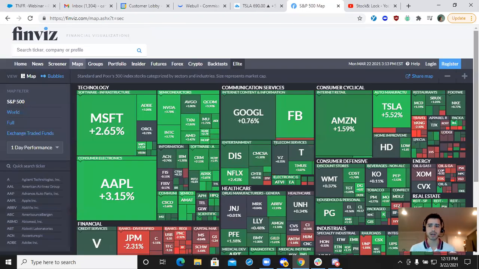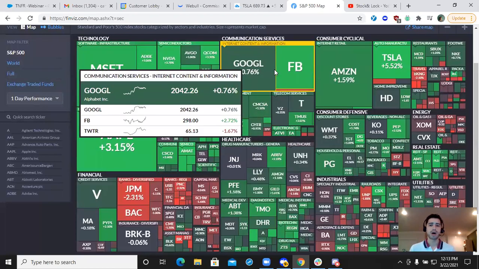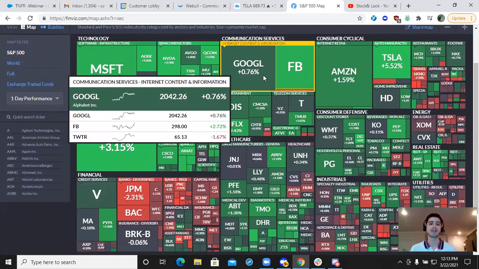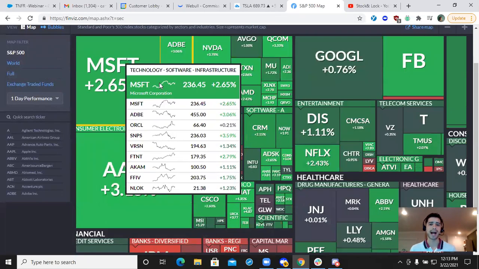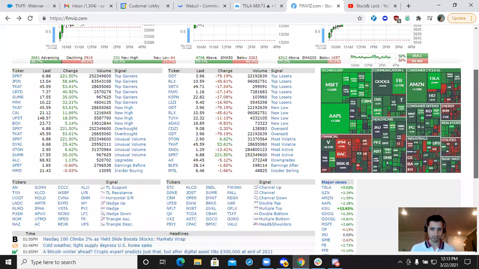Okay, we click this, we can get a good idea of which sectors are performing well and which individual stocks in those sectors are performing well. And I'll jump back to that in a second, but let's just go back to the home screen for now.